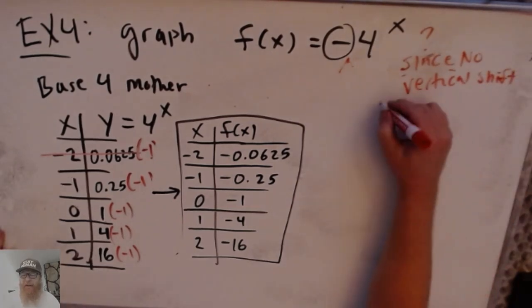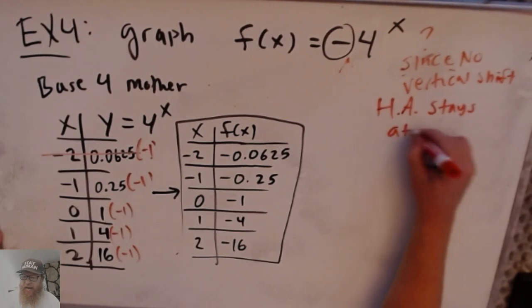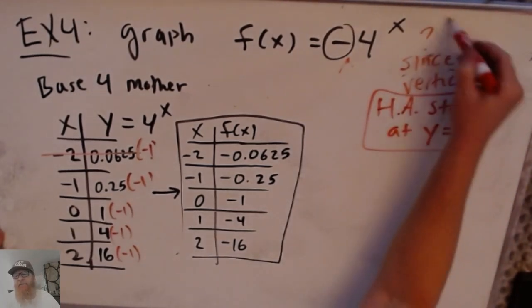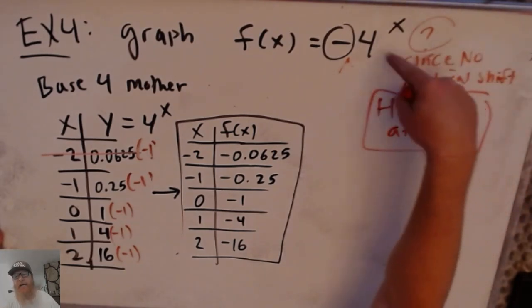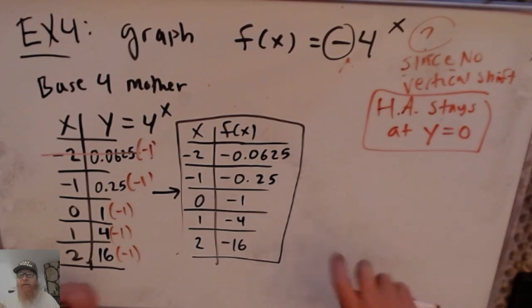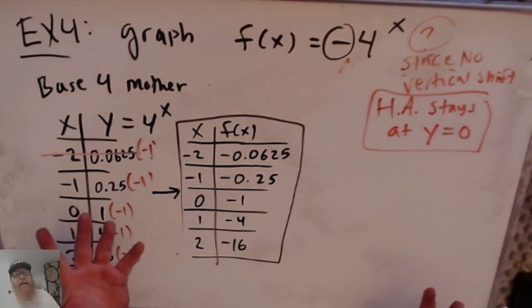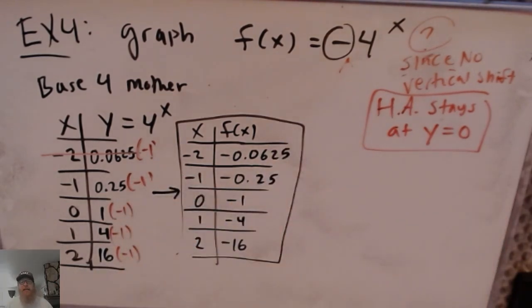Yeah. So that means the horizontal asymptote stays at y = 0. If you don't see any pluses or minuses on the outside of the function, then it is not being moved up and down. And if it's not being moved up and down, it's going to stay fixed. Then that means our asymptote is going to stay at 0.